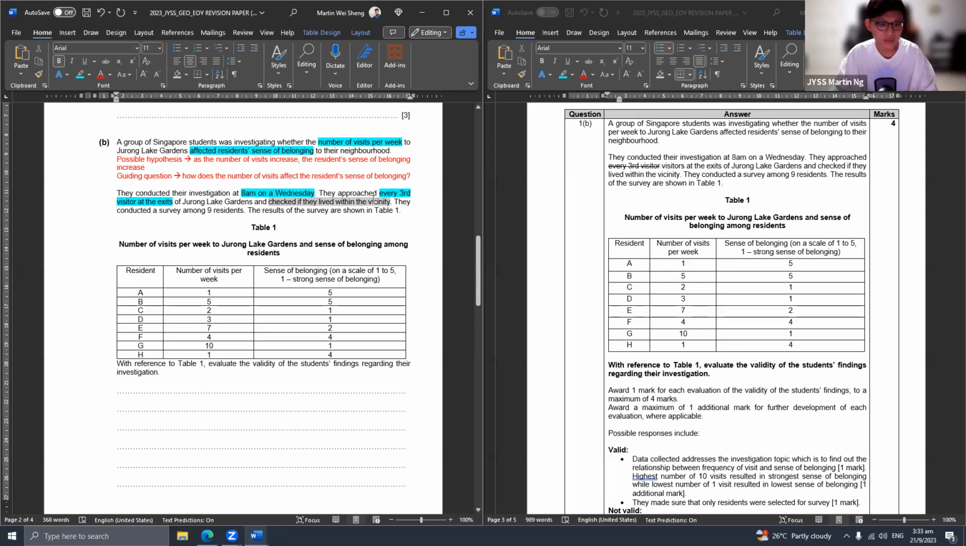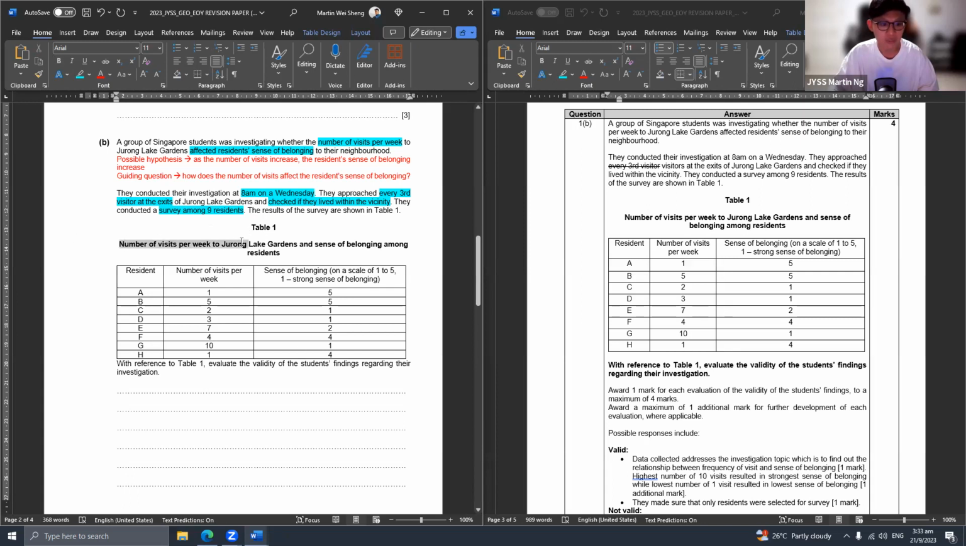Then they check if the visitor lives in the vicinity. So they check if the person is a resident of the place, and they conducted a survey among 9 residents. So these are the 4 separate things that they do. 8 a.m. on a weekday, every third person that exits the Jurong Lake Garden, and then they check if the person they interview is a resident, and finally they conduct a survey among 9 residents, meaning that their sample size is 9.